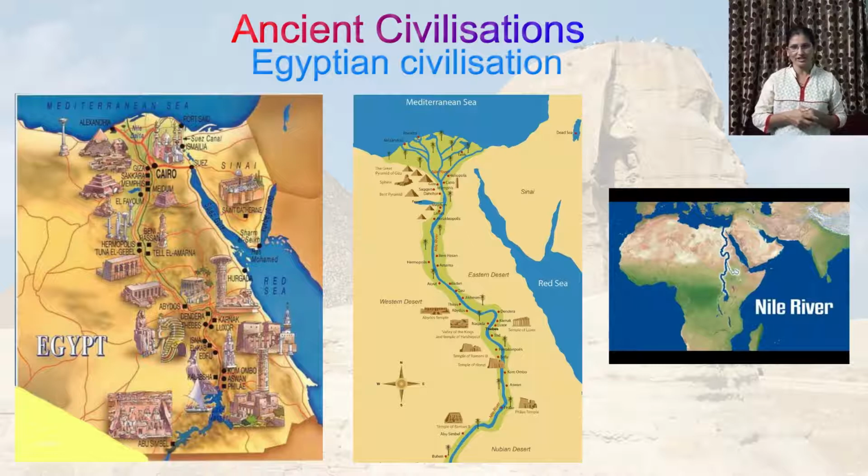We say Egypt is the gift of Nile. Can you tell me children why? Yes, without this river Nile, Egypt would have been a desert. Because of the river Nile, Egyptian civilization flourished.